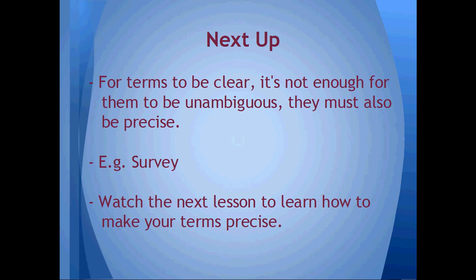Now for the next lesson, I'll go over how to make terms precise, because although making terms unambiguous helps to make them clear, it does not make them optimally clear if you do not also make them precise. So an example I give is survey. You could have different kinds of surveys, like a phonics or a demographic survey. Although both of those surveys fall under the general category survey, they are each different specific types of surveys. So watch the next lesson if you want to learn how to make your terms precise.